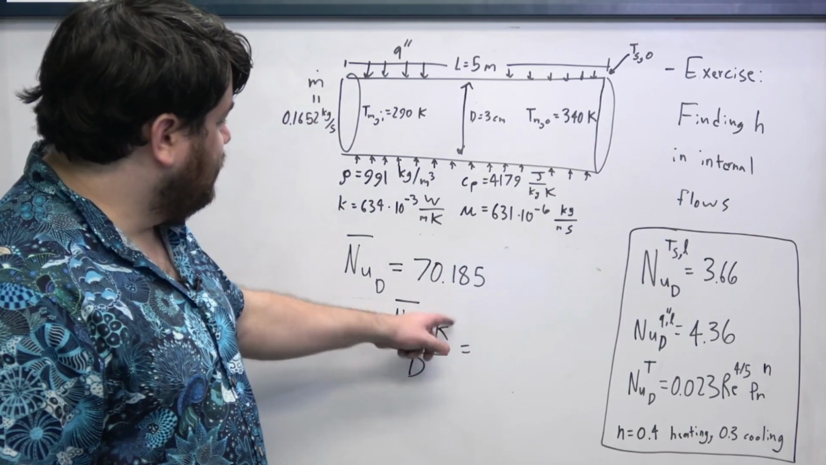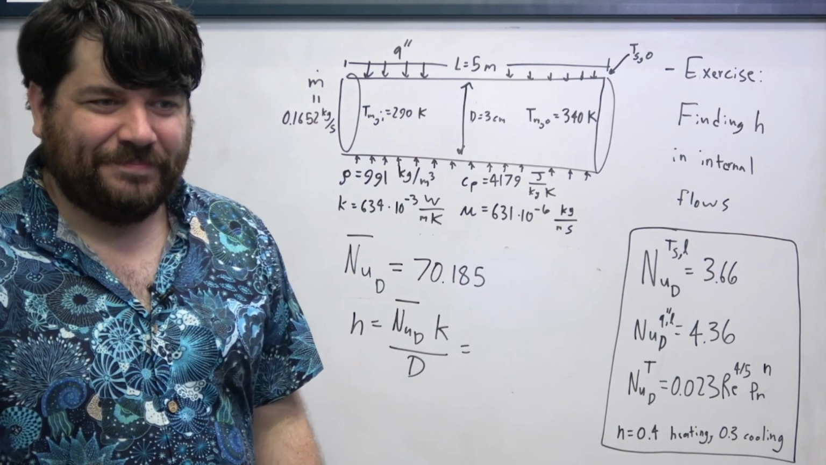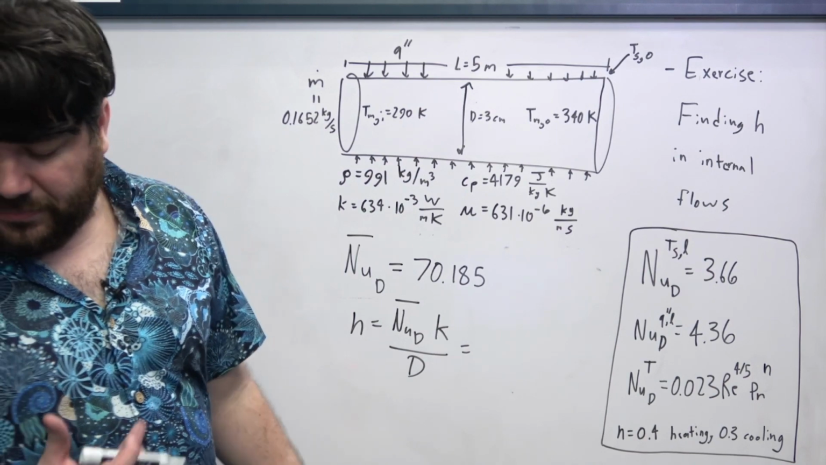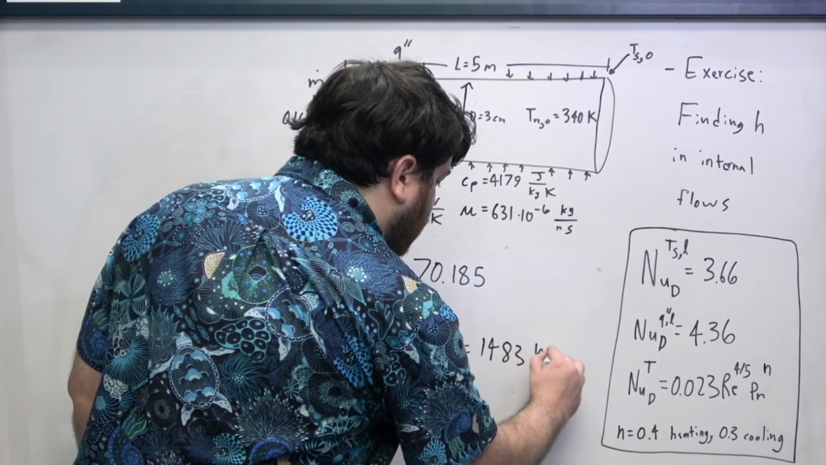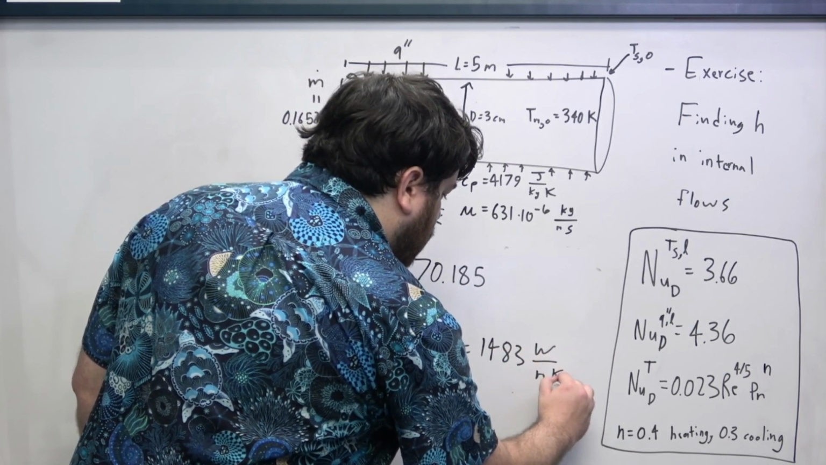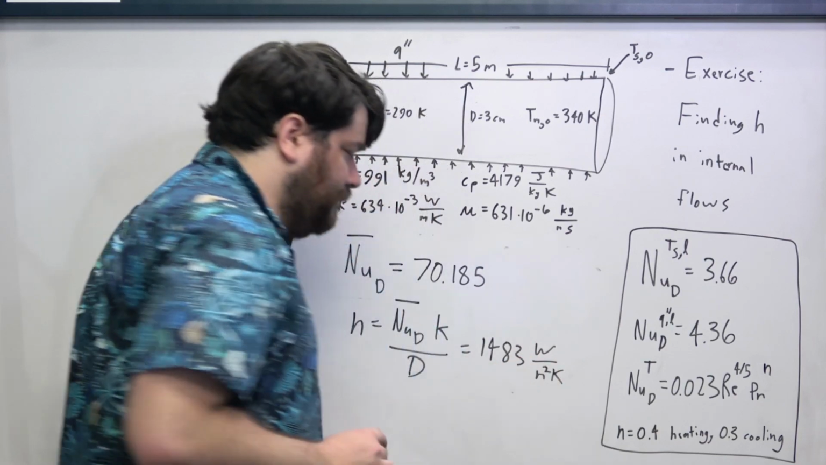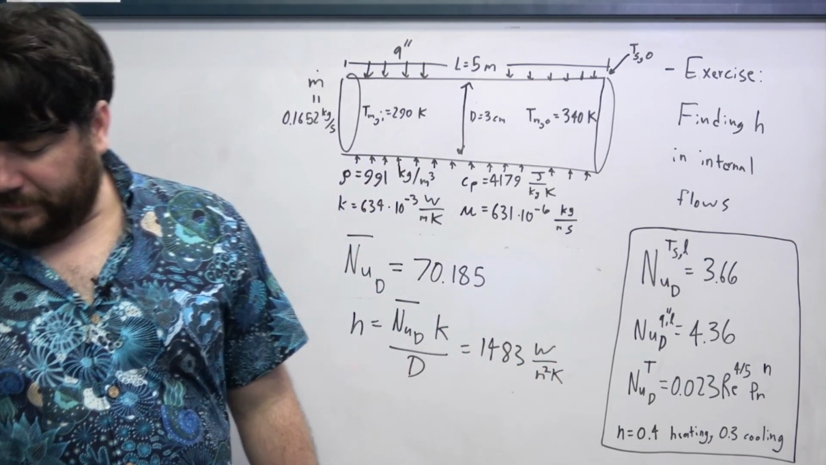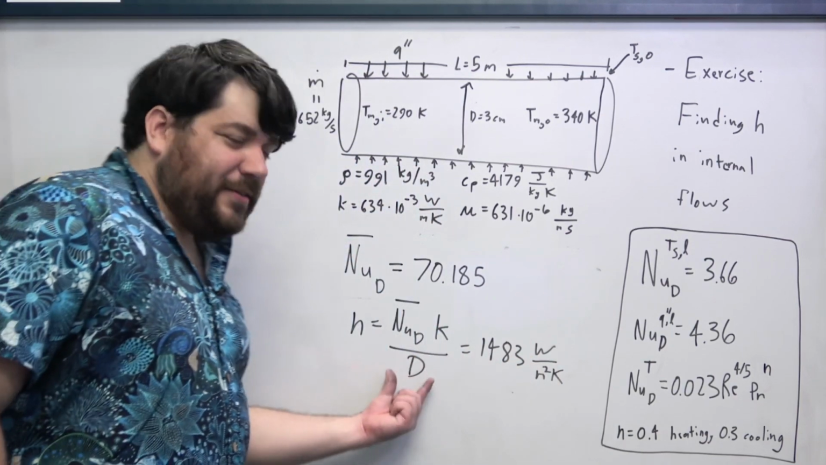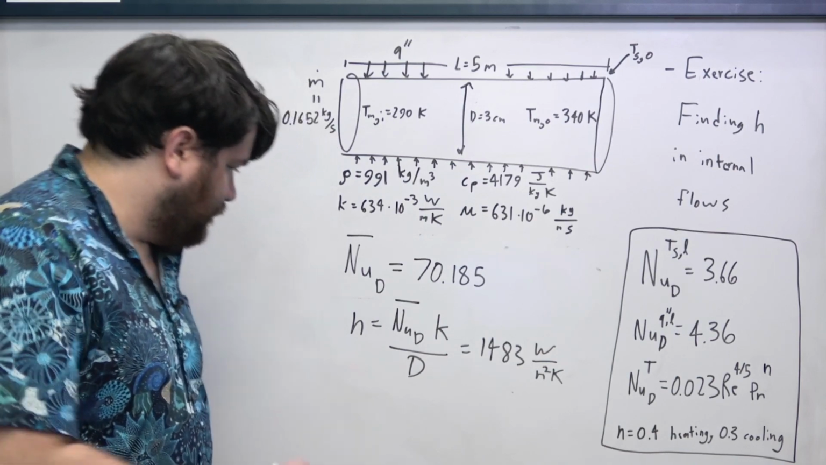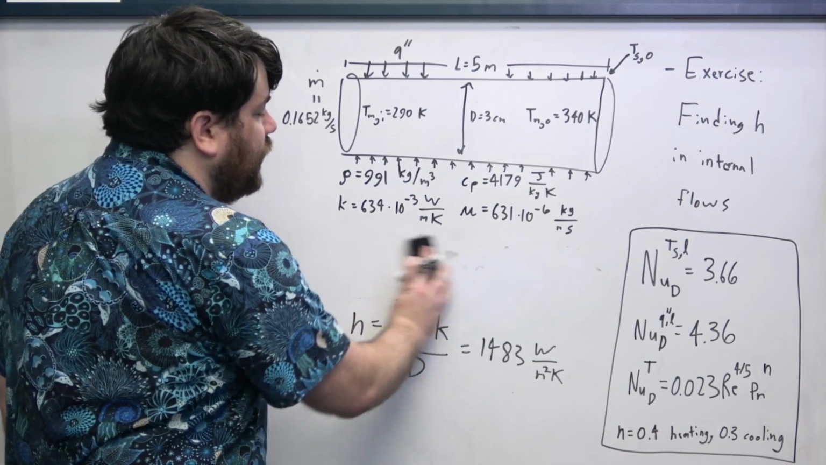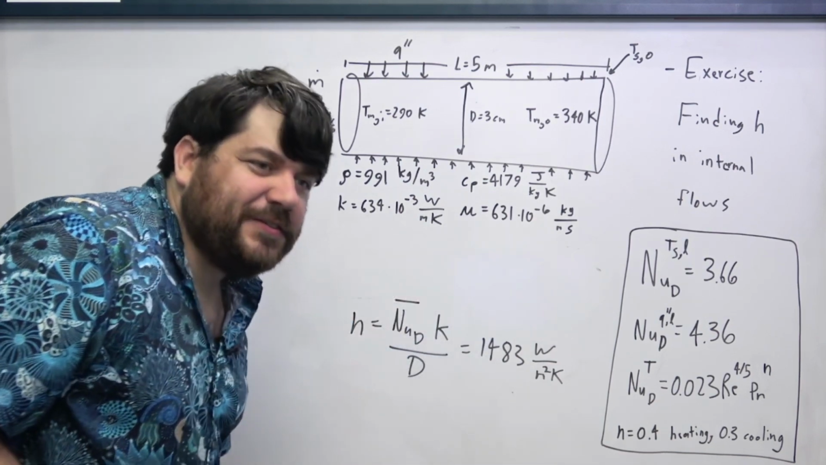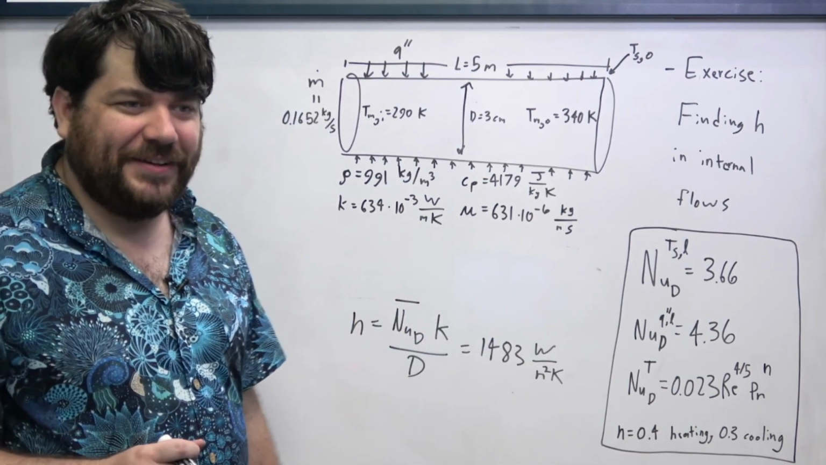And we know the K, we know the D. So simplifying this up, or making the calculation, we find that this is approximately 1,483 watts per meter squared Kelvin. Now that we've got the H, everything has simplified. We don't have to worry about the correlations. This is just now standard heat transfer modeling.